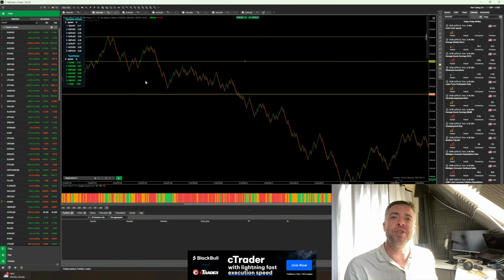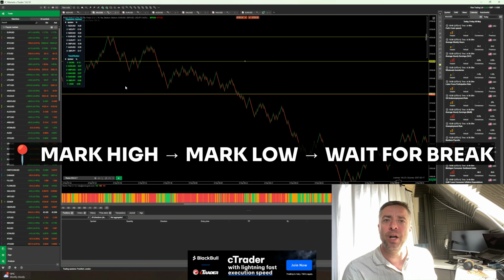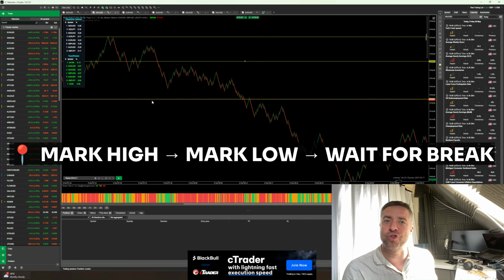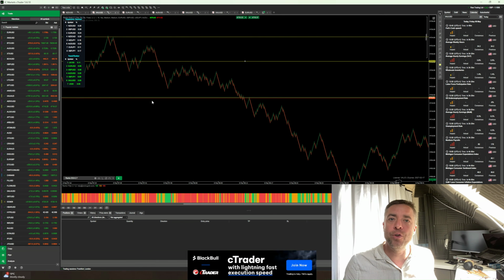Simple. So the process is: mark the valid high and low, wait for a break of that level, buy above the high, sell below the low. After the break, update the opposite structure level, then wait for a 2 brick reversal to confirm the next structure point, then repeat. You're simply waiting for Renko structure to break. Okay?